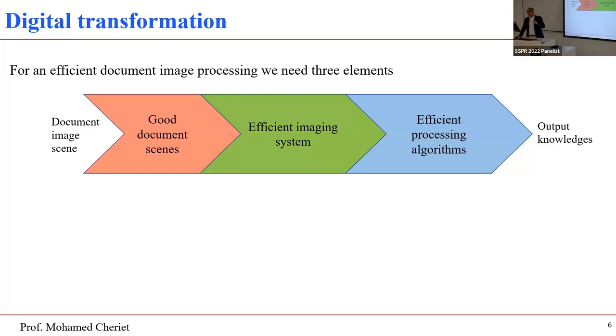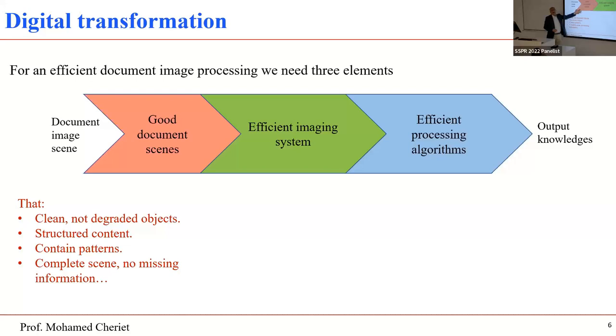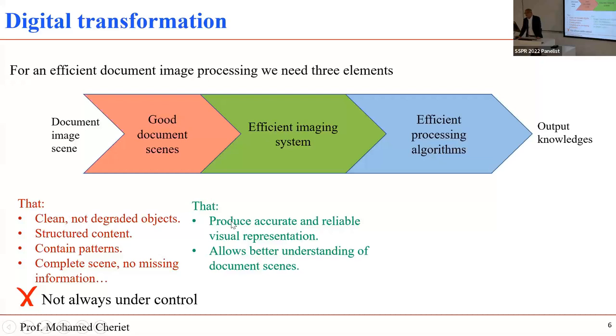Efficient processing algorithm: once you have the two elements, you focus on efficient processing, what kind of efficient models you build, and so on and so forth. What does it mean? In general, the ideal situation is clean, not degraded objects, structured content, containing patterns, a complete scene, no missing information, but this ideal situation is not always under control. For the efficient imaging system, what we need is an accurate, reliable visual representation, a vision system that accurately extracts the objects.